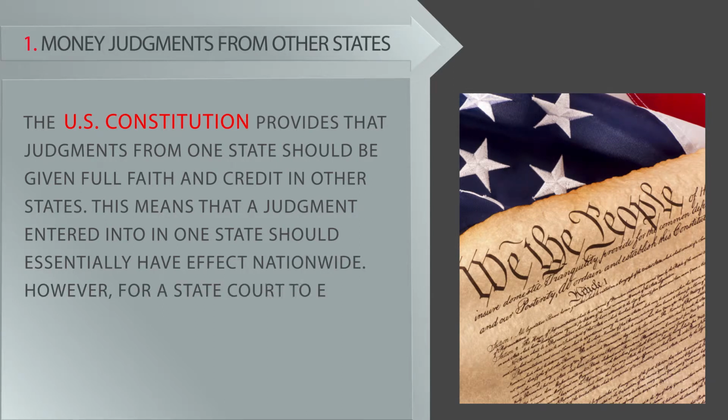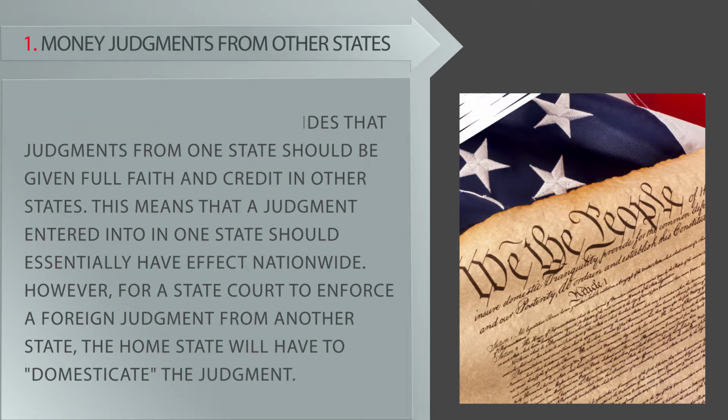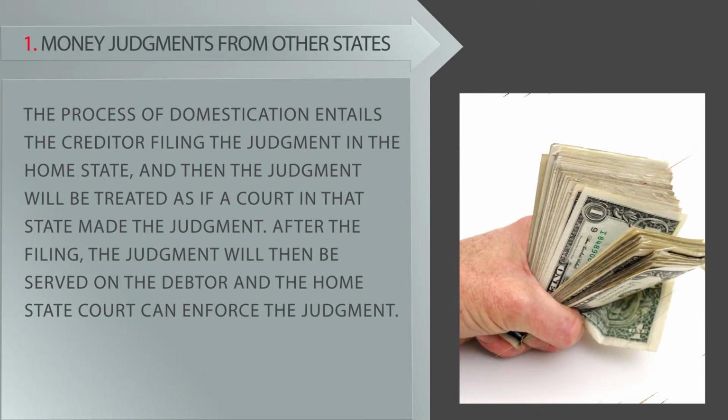However, for a state court to enforce a foreign judgment from another state, the home state will have to domesticate the judgment. The process of domestication entails the creditor filing the judgment in the home state, and then the judgment will be treated as if a court in that state made the judgment. After the filing, the judgment will then be served on the debtor, and the home state court can enforce the judgment.